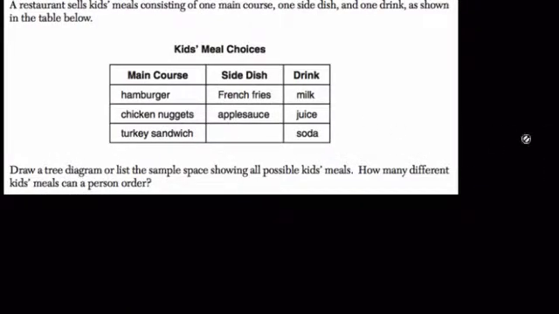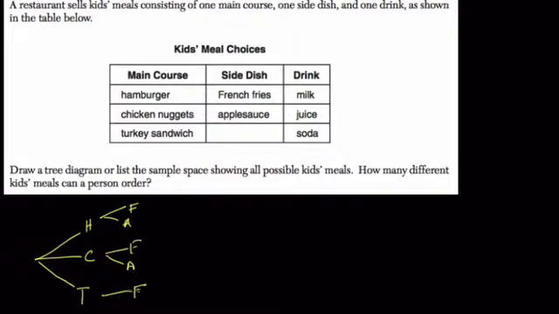Okay. Draw a tree diagram showing all possible kids' meals. Well, here there are main courses, right? Tree diagrams start off, and what you're doing is just showing all the different things that could happen. So first we can get main courses: hamburger, chicken nuggets, or turkey sandwich. And then you can get a side dish with that: French fries or applesauce. So F for French fries, A for applesauce. So far there are 6 possibilities, right? Hamburger, French fries; hamburger, applesauce; chicken nuggets, French fries; chicken nuggets, applesauce; turkey, French fries; and turkey, applesauce.